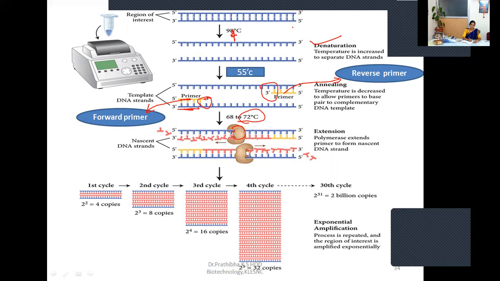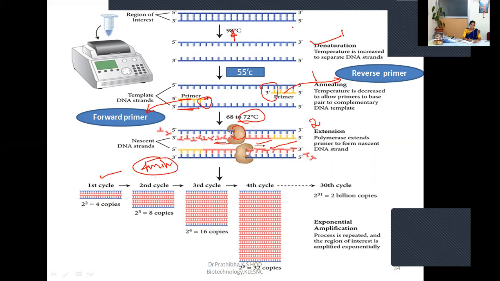And from the 2 strands, you obtain the 4 strands. One will move this side, the other will move this particular side. So the newly synthesized strands can also be known as nascent DNA strands. You can see here all this cycle happens within 4 minutes. Why? Because denaturation is 1 minute, annealing 1 minute, and extension 2 minutes. So within 4 minutes, we are going to finish one particular cycle of the PCR.